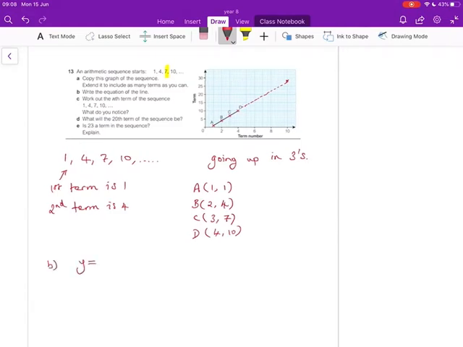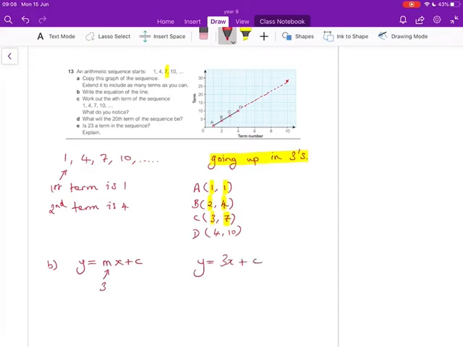So the equation of the line for part B, remember, is always in the form y equals mx plus c. So m is your gradient of the line. Now we talked about the points going up in threes. As you increase from the first to the second term, this has gone up by 3. As you increase again, it's gone up by 3. So the gradient will be 3.